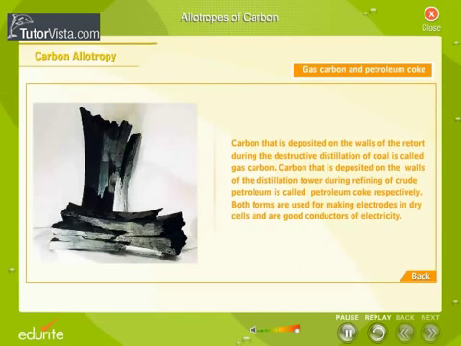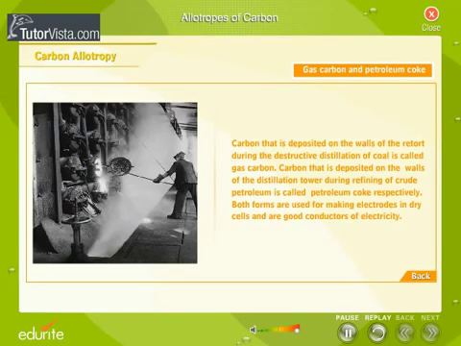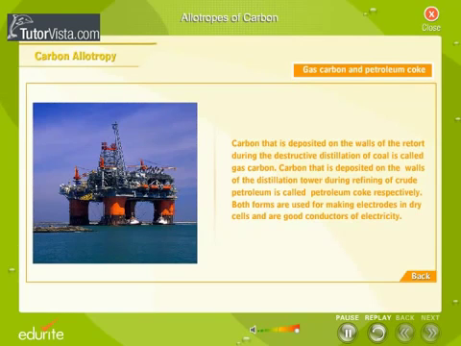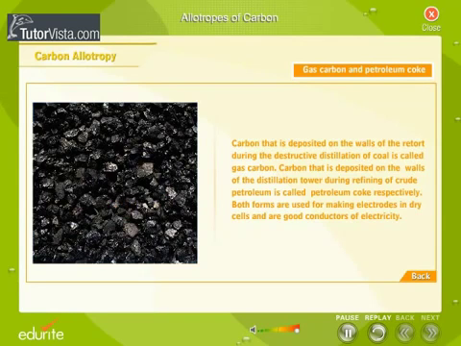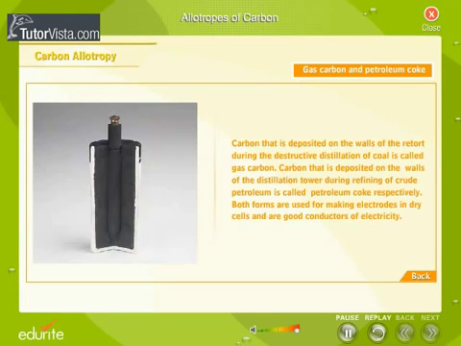Gas carbon and petroleum coke. Carbon that is deposited on the walls of the retort during the destructive distillation of coal is called gas carbon. Carbon that is deposited on the walls of the distillation tower during the refining of crude petroleum is called petroleum coke. Both forms are used for making electrodes in dry cells and are good conductors of electricity.